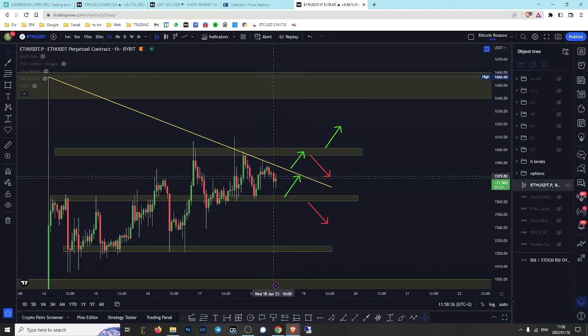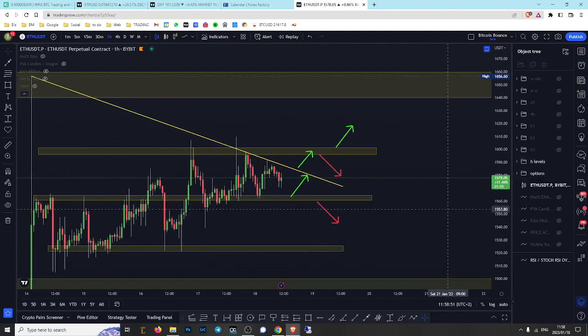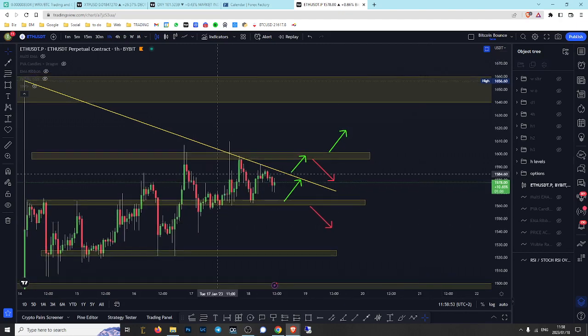Just be patient, because at the moment we're kind of in the middle of nowhere, or on the breakout of this line one could consider a long. And if you get to that zone, then consider a short, or breaking under this one a short, or breaking above that one a new long. And these are all on the hour time frame.